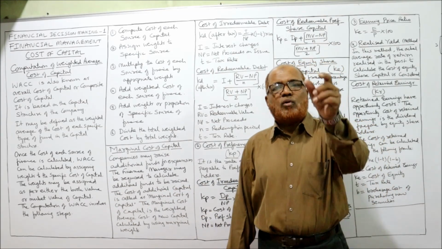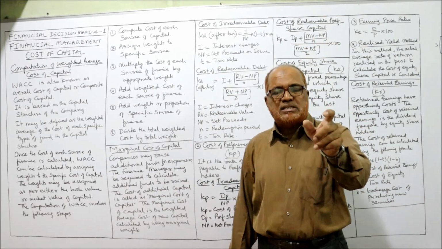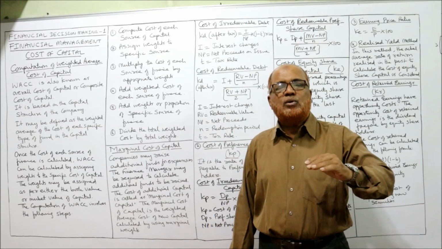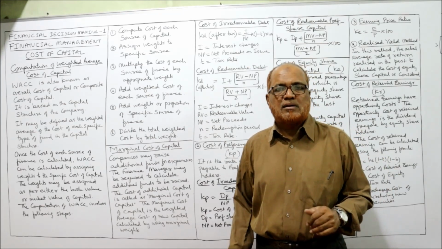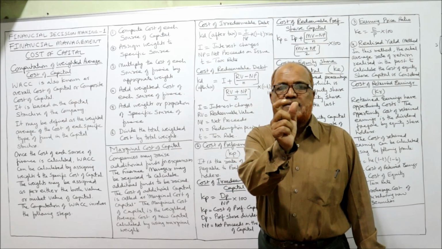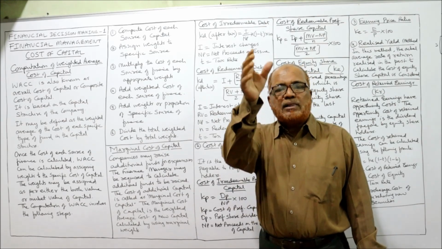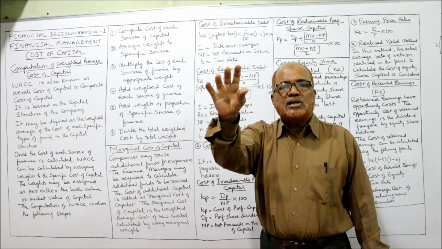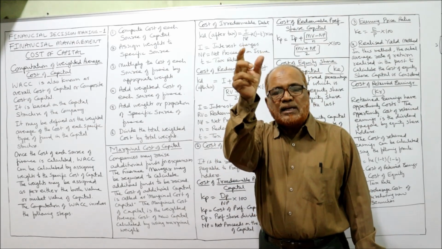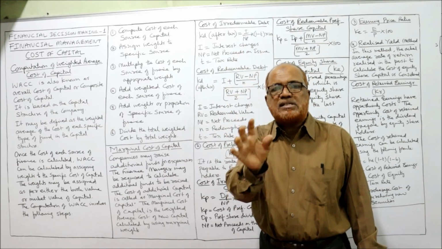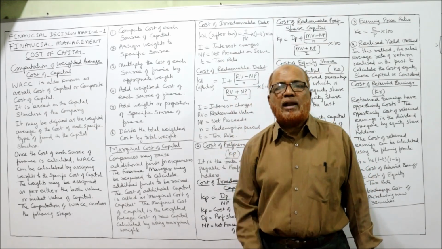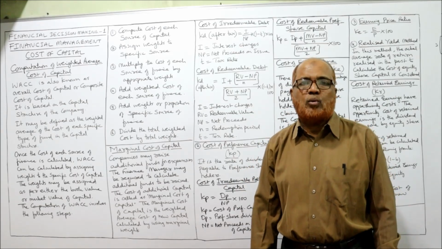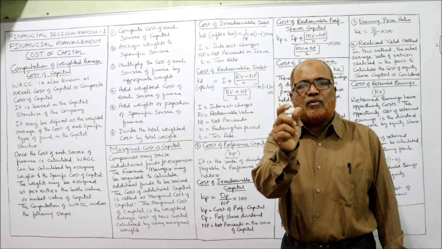Once the cost of each source of finance is calculated, WACC can be calculated by assigning weights to the specific cost of capital. That means what is the weight of equity, what is the weight of debenture, what is the weight of preference. How to calculate the weight? The weights can be calculated by using book value weights or market value weights. Weights means the proportion of the funds related to the total fund. Example, the total of all types of capital is 10 lakh and the equity share capital is 4 lakh. The weight is 4 lakh divided by 10 lakh, which gives 0.4. So the specific weight is 0.4 for equity.